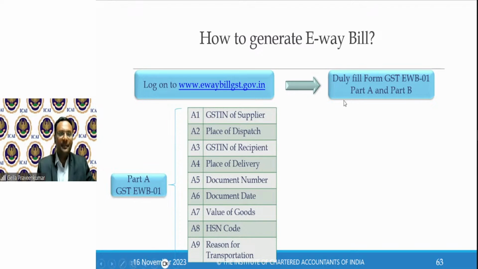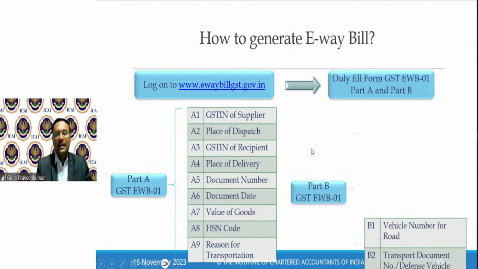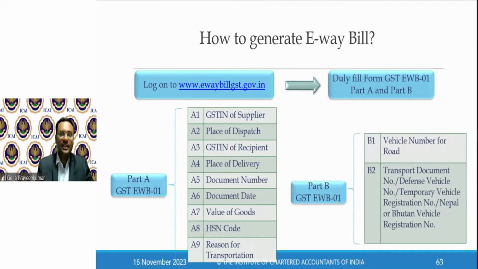Similarly, in case of supply, who is the seller, from which place the goods are dispatched, what is the GST number of recipient, where is the place of delivery, invoice or document number, is it invoice, is it delivery challan, is it bill of supply, date of the document, value of goods, HSN code, and reason for transportation. Along with this, part B, which talks about transporter information. Now, please keep in mind, unless this particular part B is filled, I repeat, unless this particular part B is updated, it is deemed that e-way bill is not prepared.